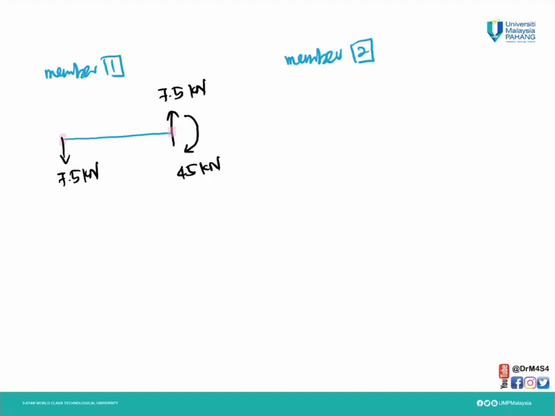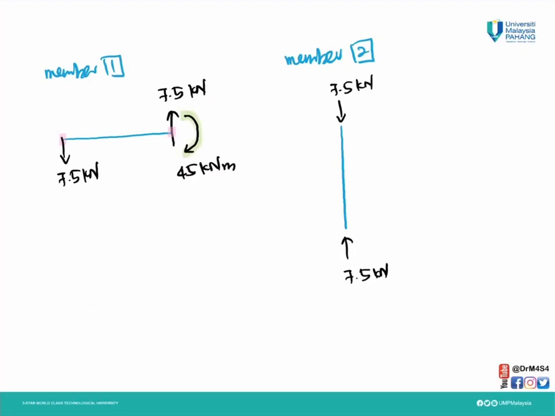Now let's do for member 2. Q1 is 0, Q2 is 7.5, but now that's on member 2. That means direction is again for member 1. So 7.5 kilonewton. That means at the other end, against the direction, 7.5 kilonewton. That means that it's in equilibrium.